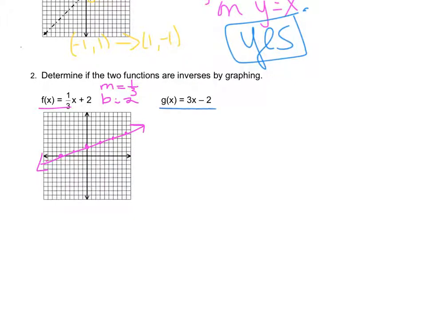And then the second one, function g, slope would be 3/1, y-intercept would be -2. So this one's crossing the y at -2, and then we're going up 3, right 1, up 3, right 1. And then also let's go ahead and draw our reflection line, which is y equals x.